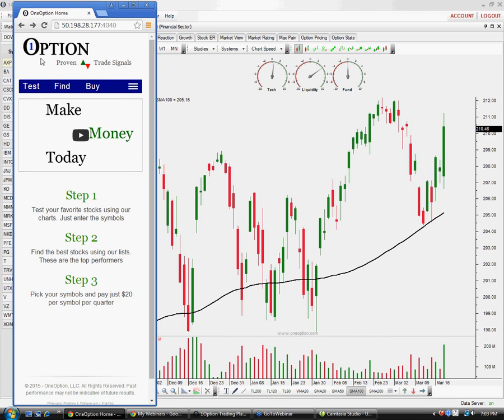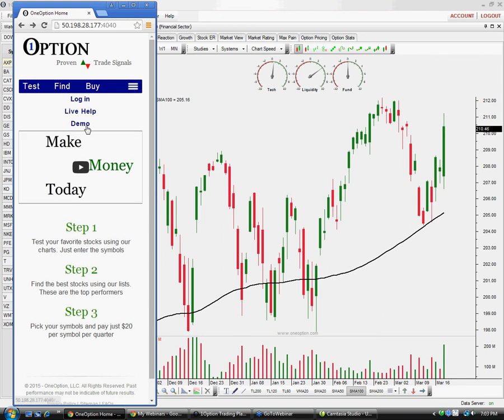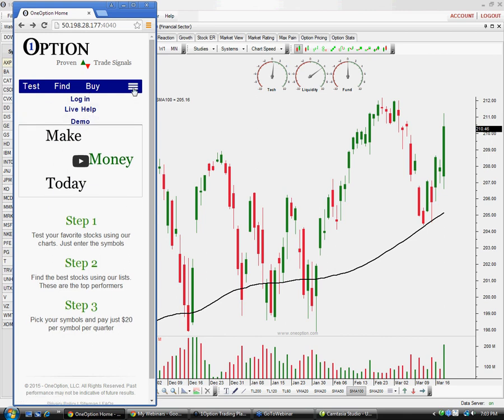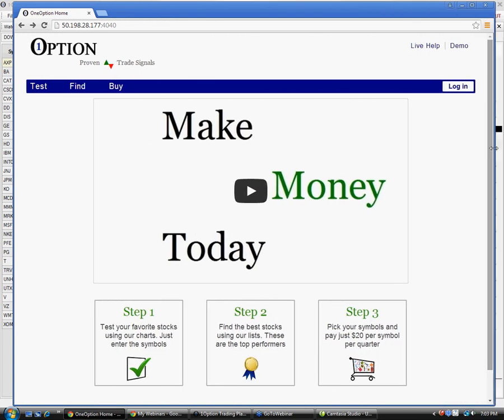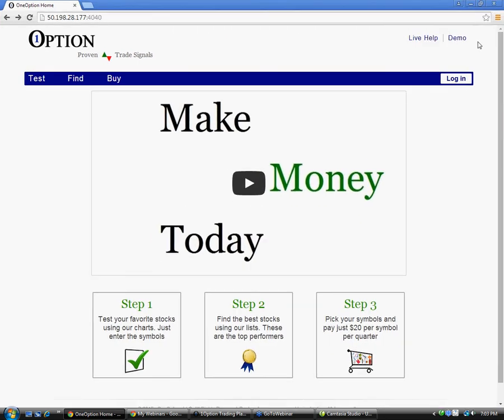So you can get into any one of these pages here. And if you're viewing the website on a mobile device, you can click these bars right here, and that'll show you the different menu items that you can select from in addition to these. So your login, your live help, and your demo. So very user-friendly because it displays in every format.